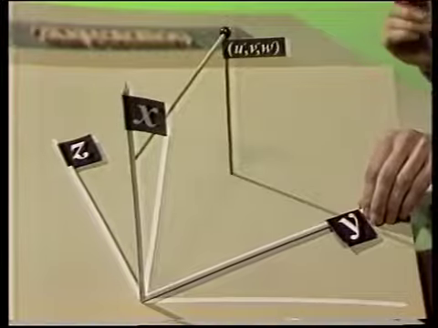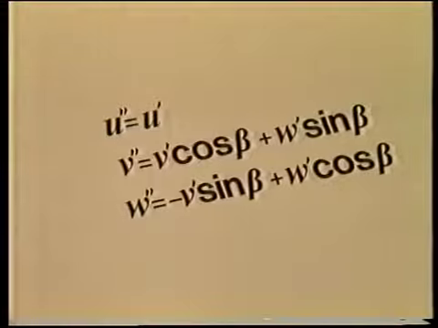The new y-coordinate, v double dashed, is equal to v dash cos beta plus w dash sine beta, and the new z-coordinate, w double dashed, is minus v dash sine beta plus w dash cos beta. Now these are 3 equations. They give us the new coordinates with respect to the old coordinates and the angle beta.